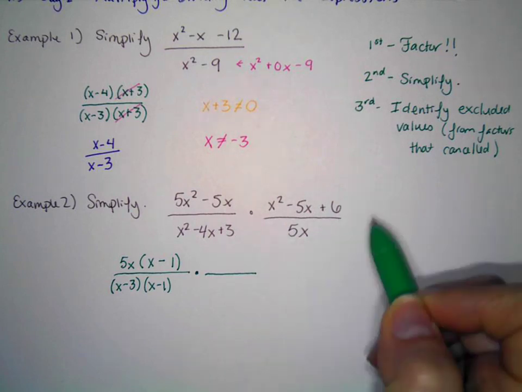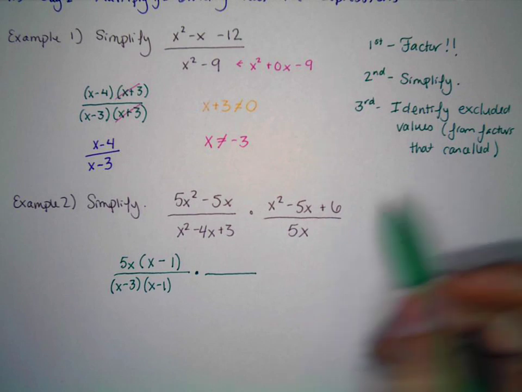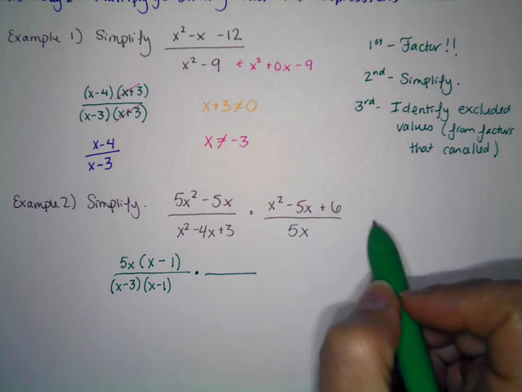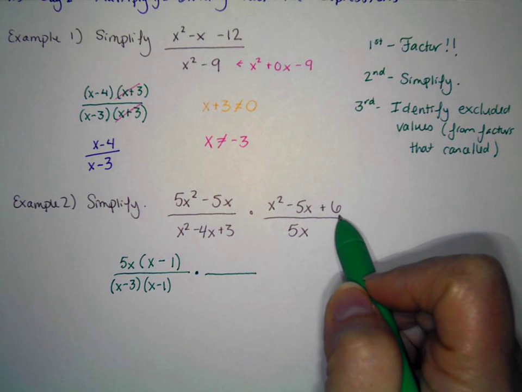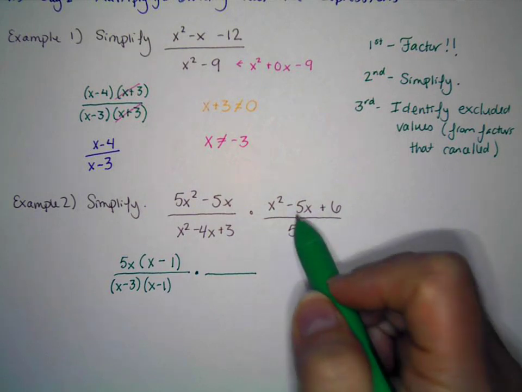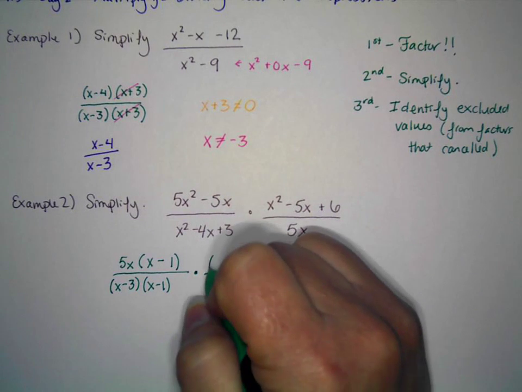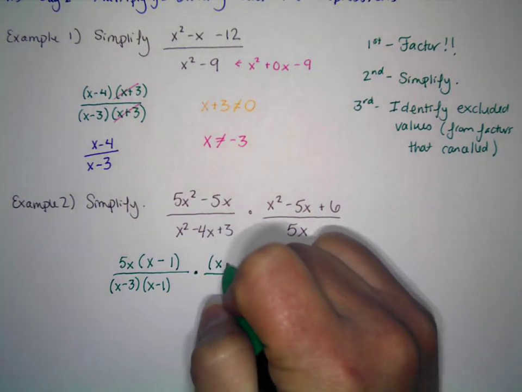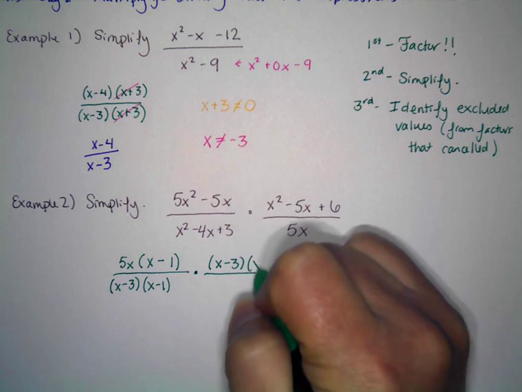In the numerator of our second fraction, 5x squared minus 5x plus 6, there's nothing that all 3 of those terms have in common. So looking for the pair of numbers that multiplies to give positive 6 and adds to give negative 5, that pair of numbers would be negative 3 and negative 2. So our factors are x minus 3 and x minus 2.